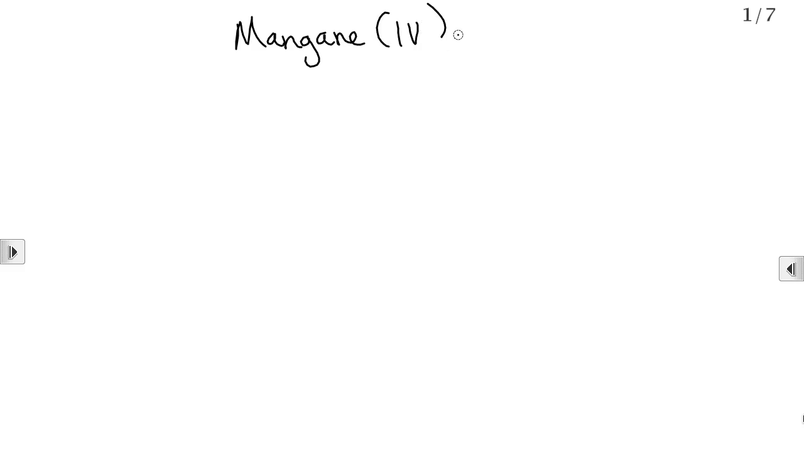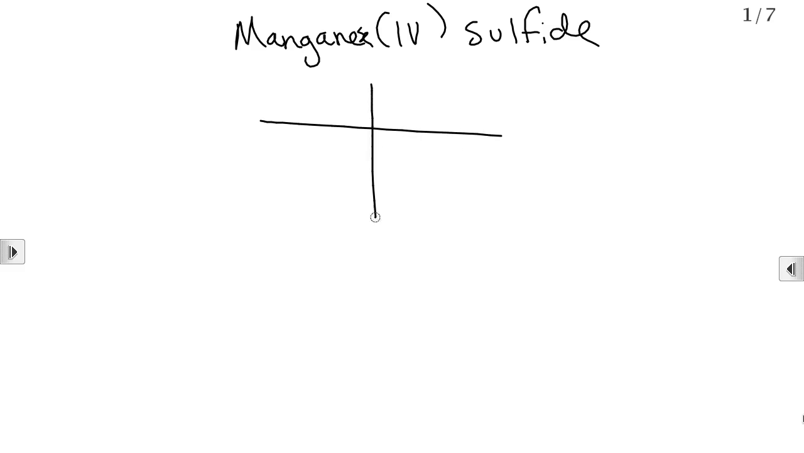The manganese IV sulfide. And I have to write the formula for it. I still messed up there. So manganese IV sulfide. What does the Roman numeral tell y'all? It's not how many you have, it's the charge, right? So I have manganese, and each manganese is 4+.